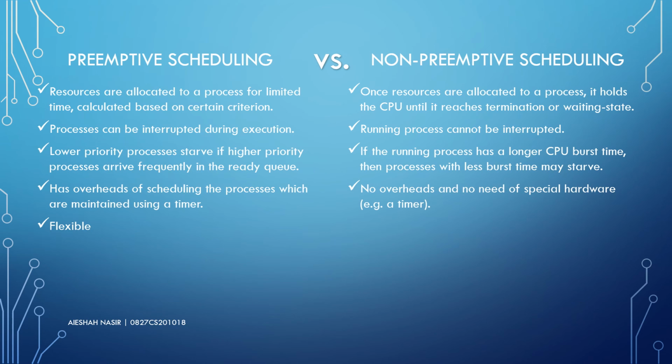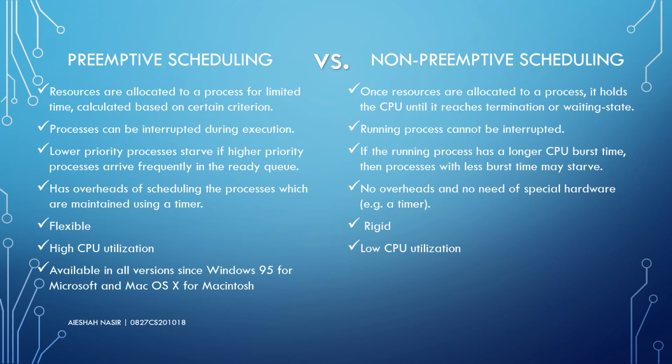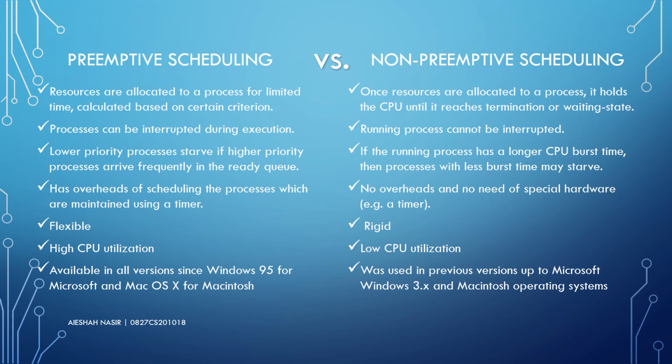As a result, preemptive scheduling is flexible and non-preemptive scheduling is rigid. There is high CPU utilization in preemptive scheduling, and there is comparatively lesser CPU utilization in non-preemptive. Non-preemptive scheduling was available up till Windows 95 in Microsoft, and preemptive scheduling was introduced later on in both Macintosh and Microsoft.